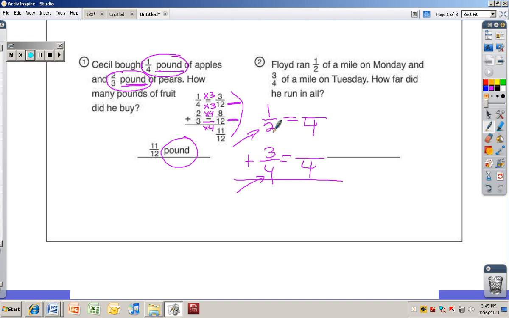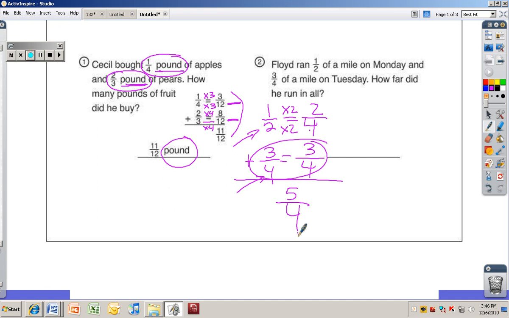And now to go from 2 to 4 here on the top fraction, I multiply by 2. 1 times 2 is 2. 3/4 is equal to 3/4. There's no converting that you need to do. It's the exact same fraction, 3/4, 3/4. Now what I'm going to do is add these together. 2/4 and 3/4 is equal to 5/4.